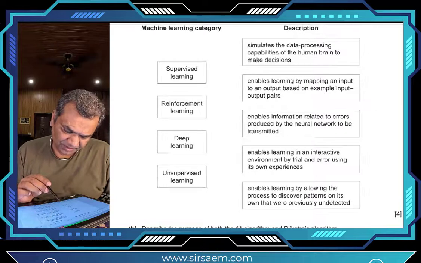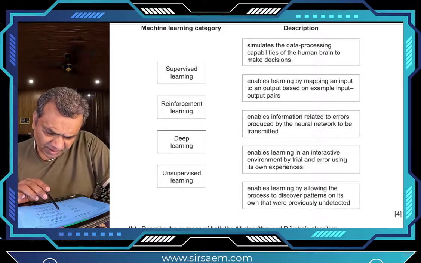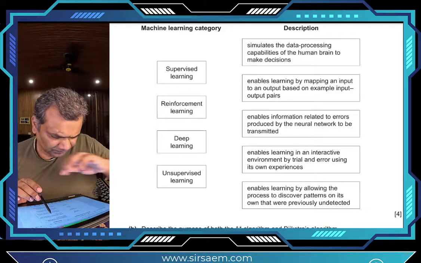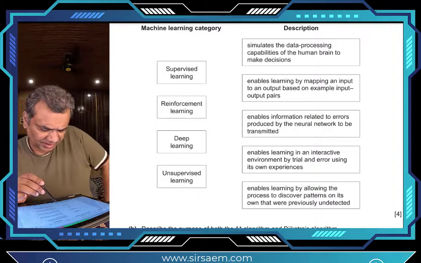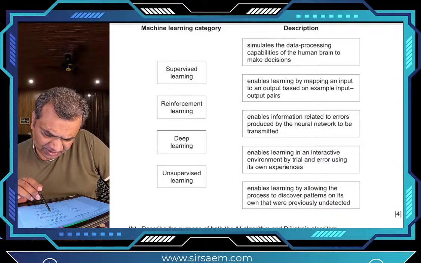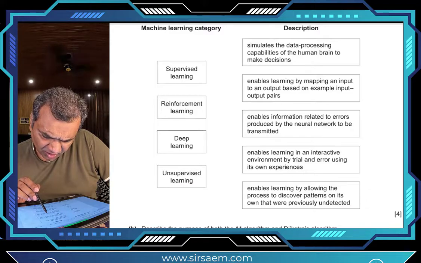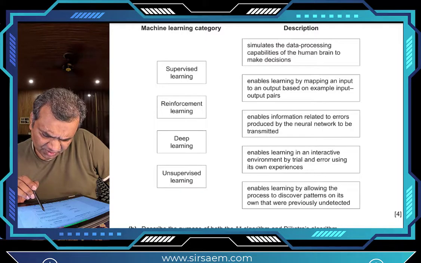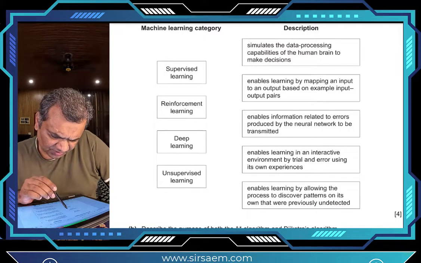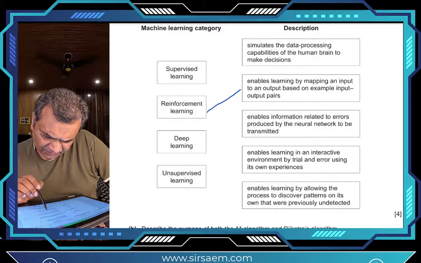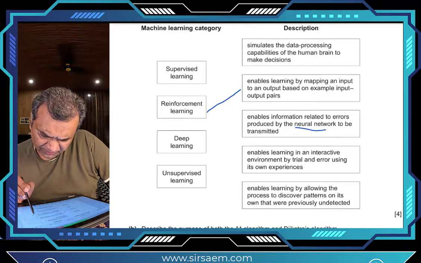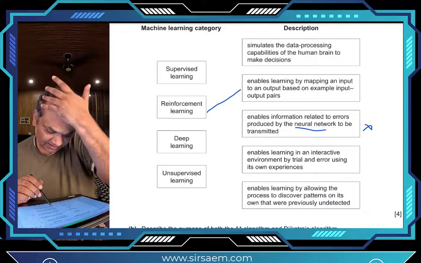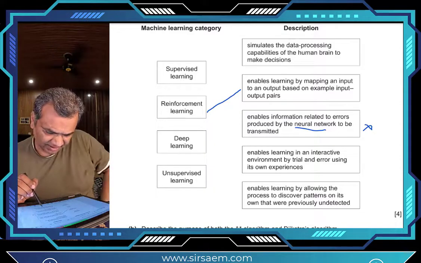Okay, so we have the following. Let me zoom back. Supervised training simulates the data processing capabilities of the human brain to make decisions. Then we have: enables learning by mapping input and output based on examples of input output pairs. Enables information related to errors. So this would be reinforcement. Enables information related to errors produced by neural networks. This is not here; this is actually artificial neural network. Deep learning: enables learning in an interactive environment by trial and error.